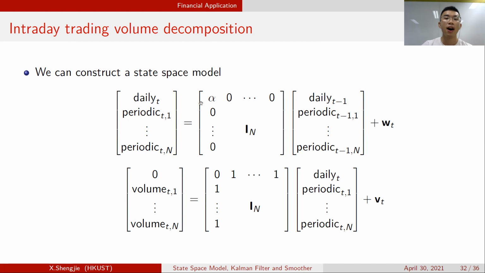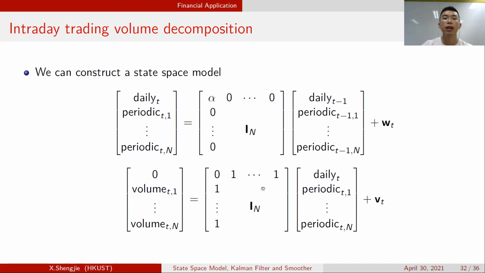How do we do it? Alpha is a parameter we want to learn. We want to find out whether the daily components will change, and what is their ratio. But for the periodic term, you can see here is the identity matrix. Each periodic term for each bin, we hope that it looks the same. We want it to stay the same. But here we allow some noise, and definitely it can change a little bit, but not a huge change. So this is the meaning of this state equation.